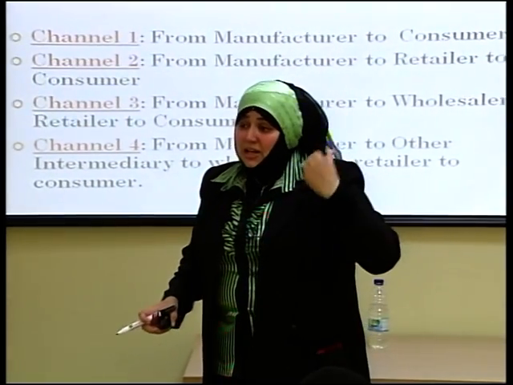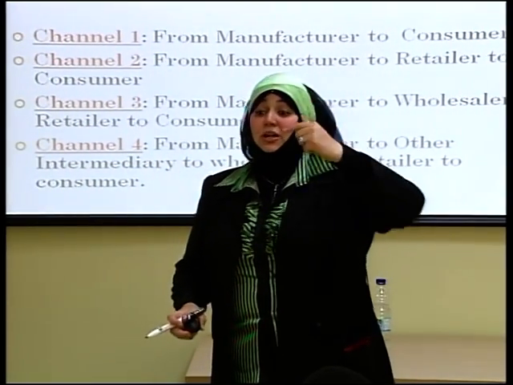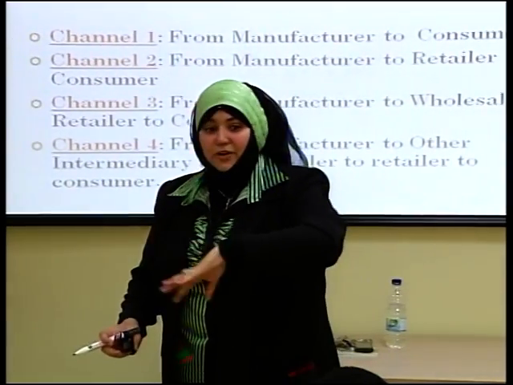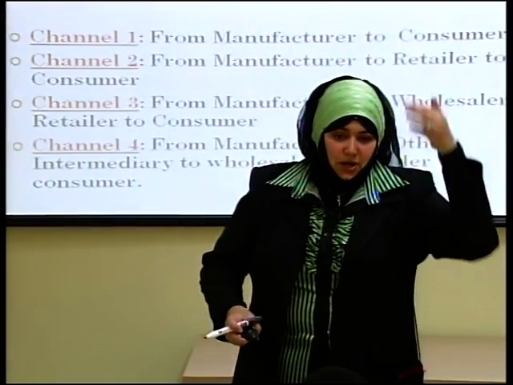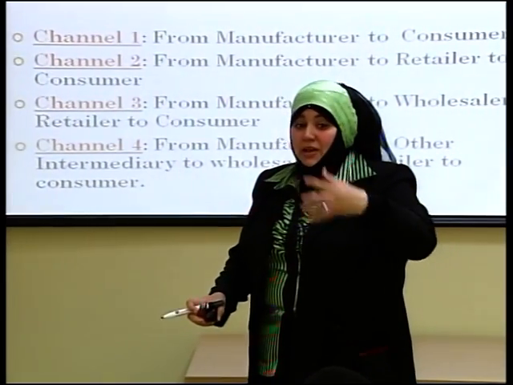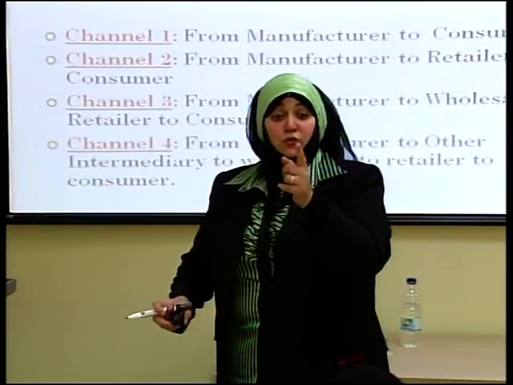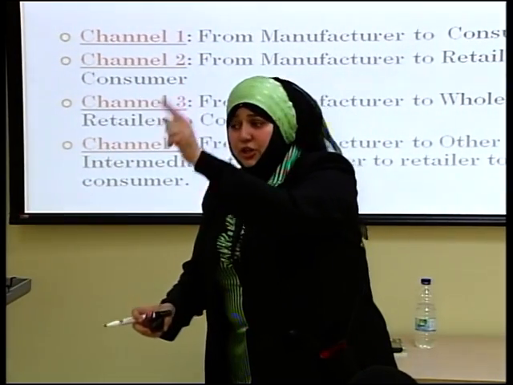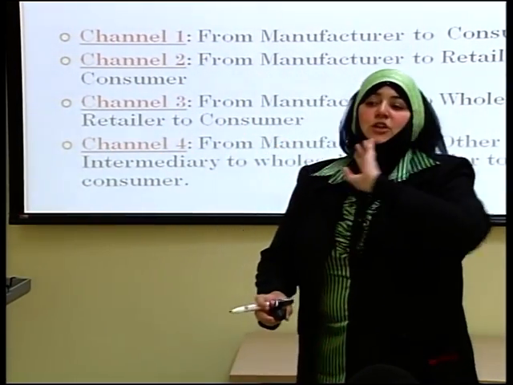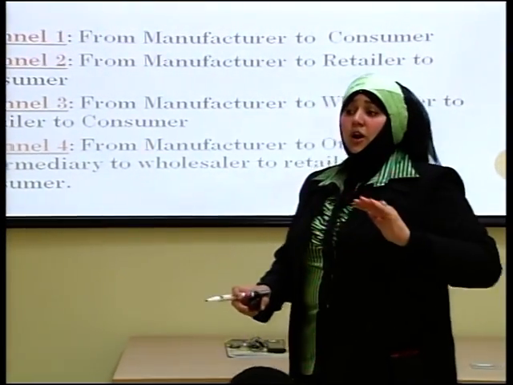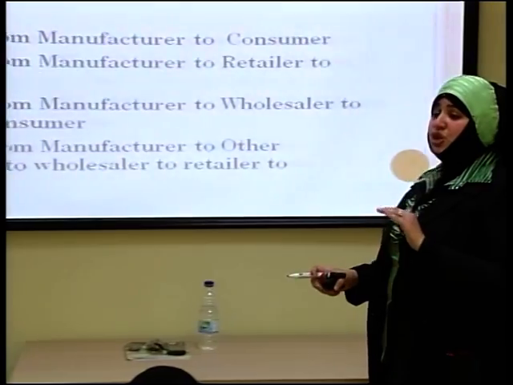So usually the last one is when you sell your products to another country. You need to have an agent, a broker, an importer, whatever. Another intermediary who is familiar with the other country and will take the responsibility of distributing the product through the remaining members of the channel. Okay? Easy? So these are the 4 channels we have in distribution.